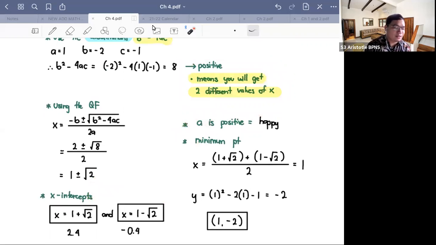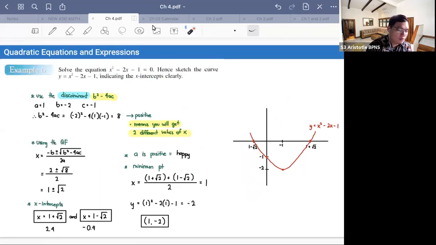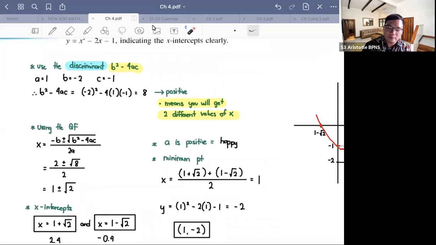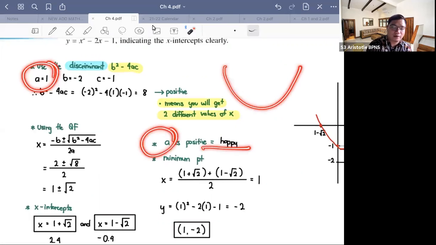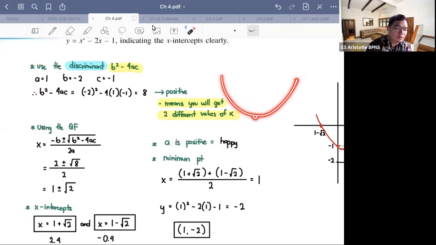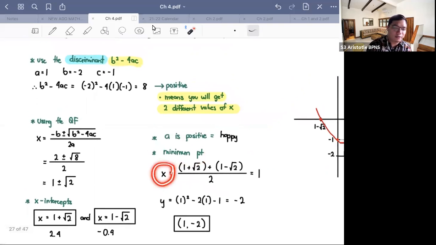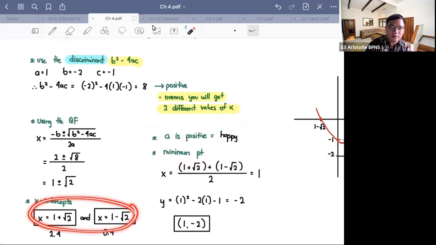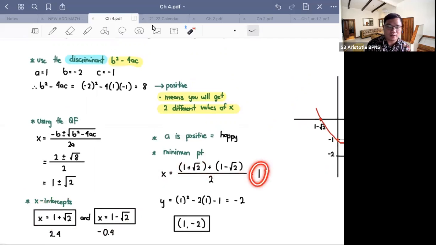And then what's next? If we're going to sketch this graph, we need to find the maximum or minimum point. Since a is positive, that means our graph is happy, right? And if it's a happy graph, the turning point is the minimum point. So again, how do we find the x coordinate of the minimum point? You just add these two x-intercepts and divide them by 2, and then you'll get positive 1.